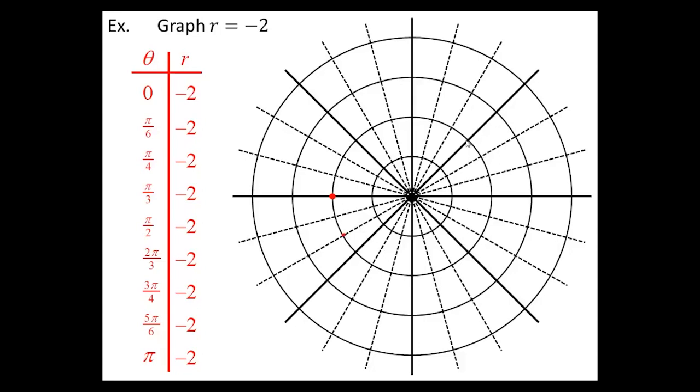This was at pi over 6. Well, here's pi over 4, plotted at negative 2. Alright, here's pi over 3. Let's go back to negative 2. And notice, just like before, I can go ahead and plot as many points as I want. It's always going to be negative 2. So here's my graph. Now notice, either way, whether it's positive 2 or negative 2, I get a radius of 2. The only difference is the starting point.